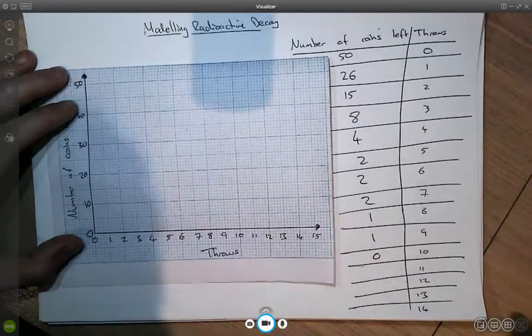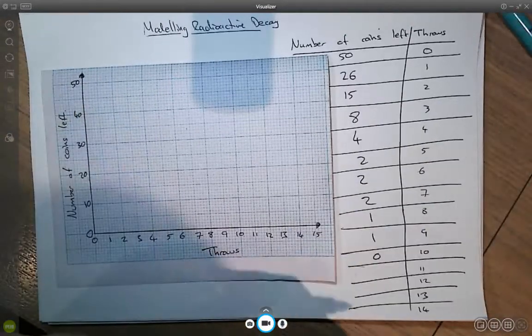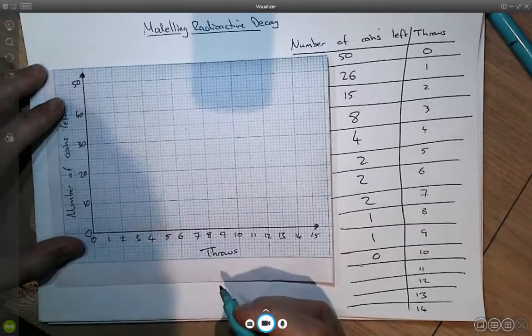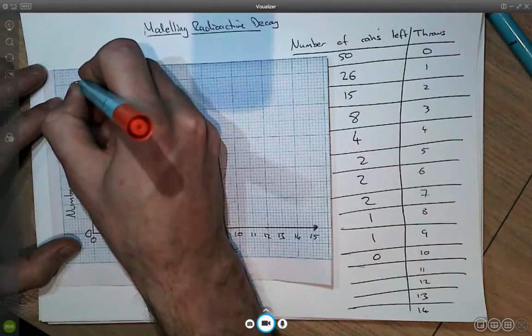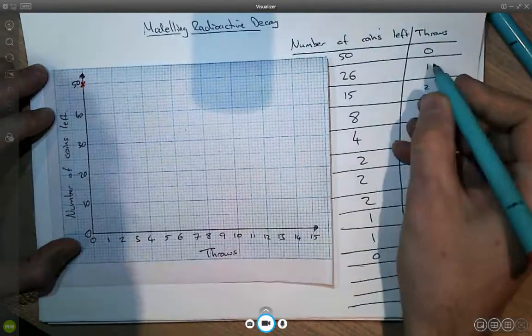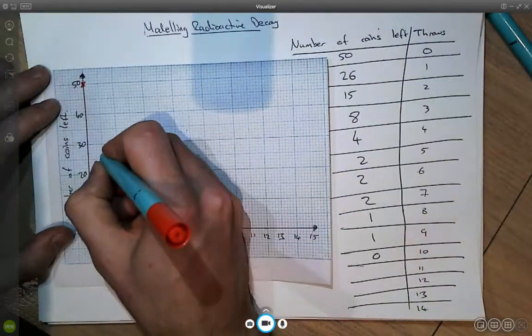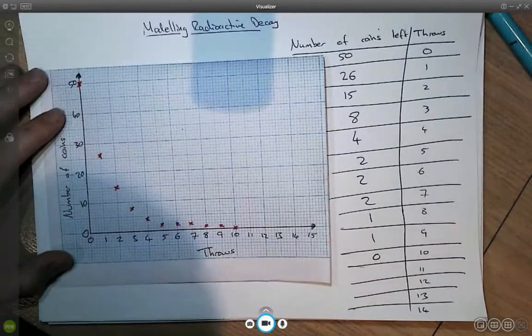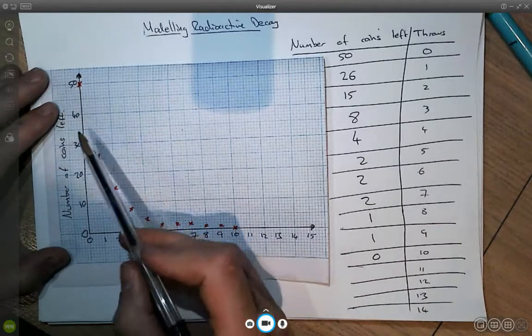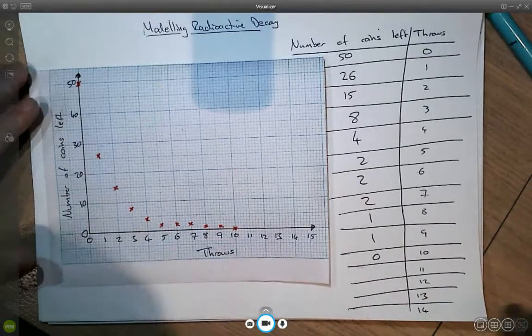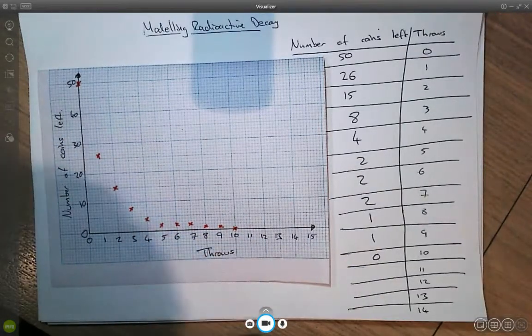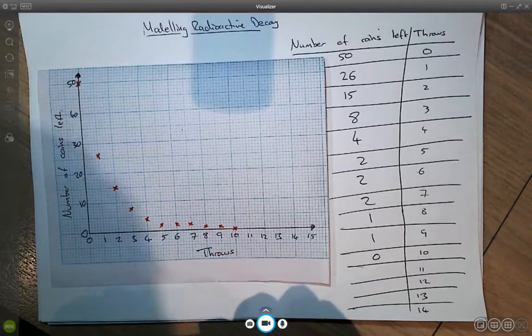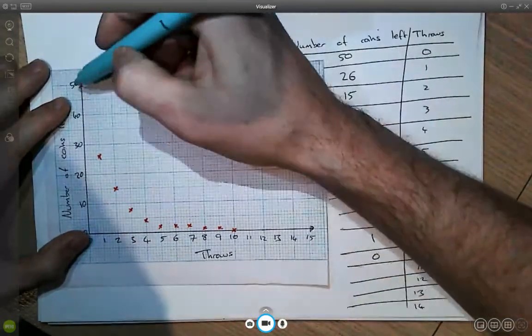So what I'm going to do now is plot a graph of my results. I'm going to start with 0 throws and I have 50 coins left. After 1 throw, I have 26 coins left, and I'll just quickly finish this graph. So I've got this graph here that looks like a nice curve. Now I'm going to plot a line of best fit that goes through this curve.